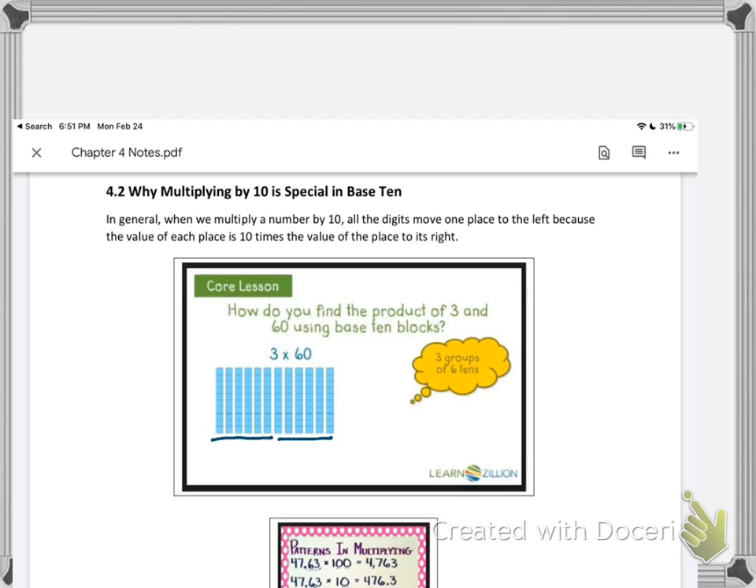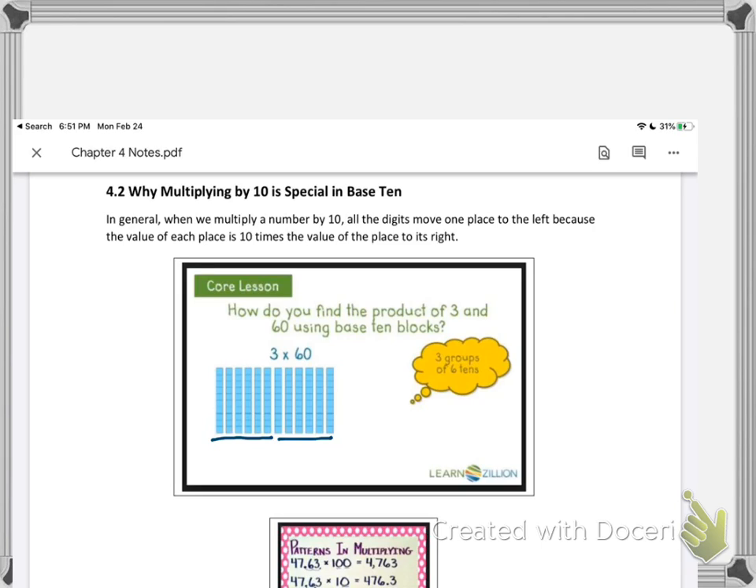Okay, so in this section, it's 4.2, we're talking about base 10. Base 10 is how we count, and in general, we multiply a number by 10. All the digits move one place to the left because the value of each place is 10 times the value of the place to its right. So this is where place value comes in.